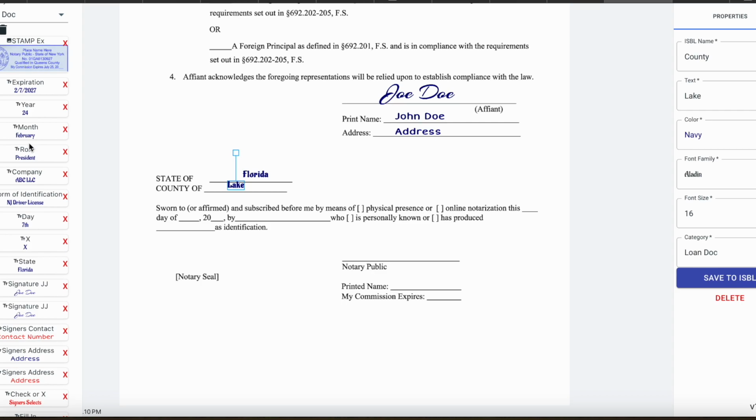Were they in your physical presence? Was it done by online notarization? In this case, we're going to do physical presence because they were right in front of you when you're doing this, so that's why you would do that. But if it was done remotely online, then you would choose the online part. On this 7th, because 7 is our number this year, day of February 2024, by who? The signer, by John Doe.